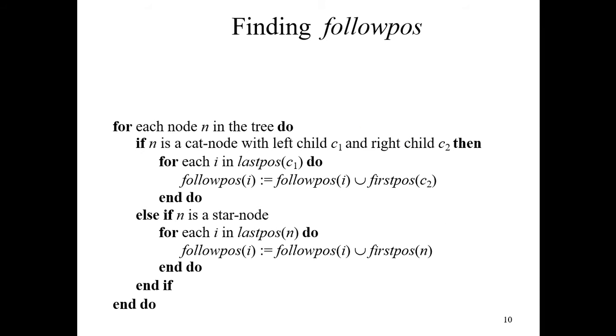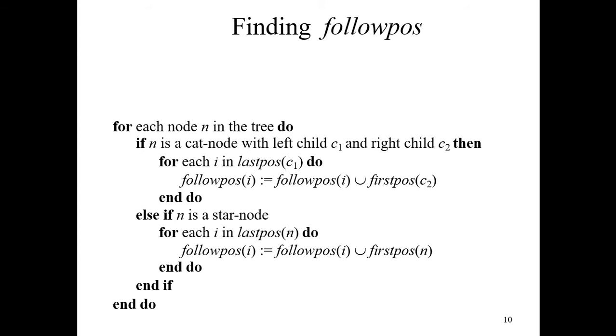Now to find the followpos, we always evaluate the value only for the concatenation nodes or the star nodes. If there is an OR symbol or a normal variable present, then we do not need to find the followpos of those values. Whenever there is a concatenation node with a left child and a right child, for each of the lastpos in the first child C1, the followpos will be the union with the firstpos of C2.